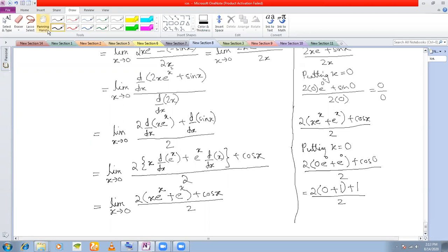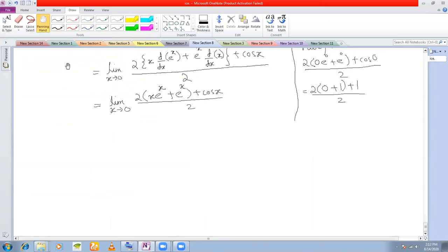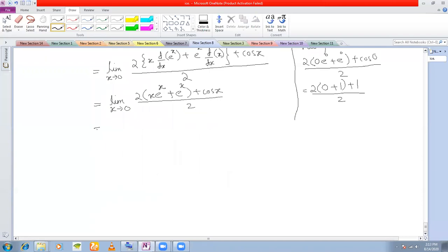So you put the values. This is twice 0 into e to the power of 0 plus e to the power of 0 plus cos 0. So you get twice 0 plus 1 plus 1, divided by 2, which is 2 divided by 2, 3 by 2.